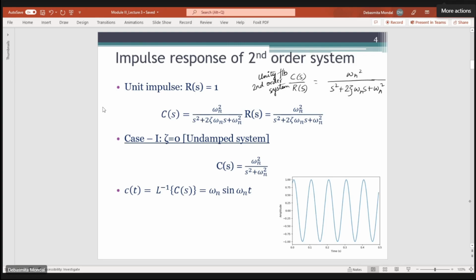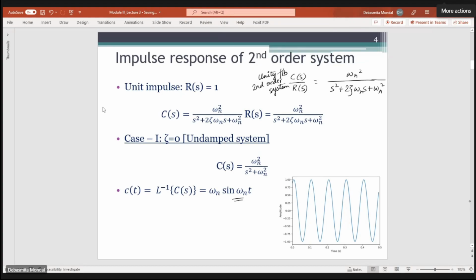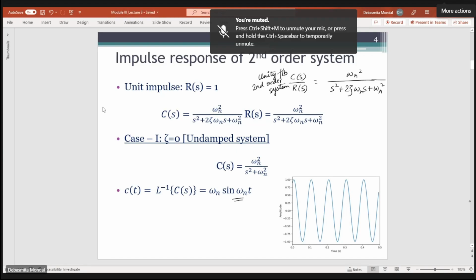That means the system is an undamped system. So undamped system means the value of zeta will be 0, so C(s) will be omega n square by s square plus omega n square. Now if you do the Laplace inverse of this, you will get the value of c(t), and you see that the expression of c(t) has only a sinusoidal term. That means the signal will be a purely oscillatory signal and will keep on oscillating without any change in its amplitude.